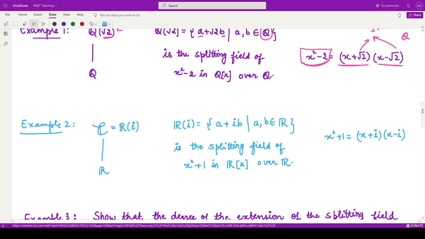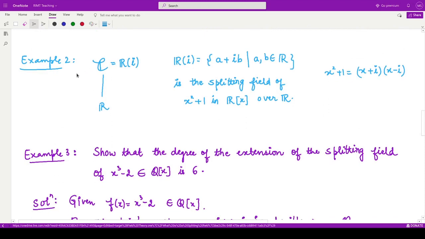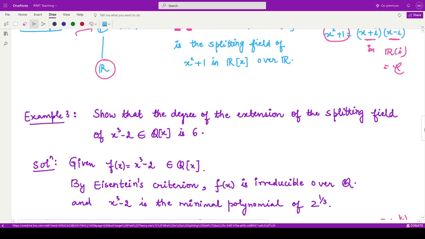The next example is that of the field of complex numbers over the field of real numbers. So the field of complex numbers would be written as the field of real numbers where iota has been adjoined to it. So it could be written as a plus iota b kind, where both a and b are real numbers. If you see this polynomial x squared plus 1, you can split this into linear factors, and these linear factors have coefficients in the extended field R(i), which is the field of complex numbers. So let us now move on to the third example.